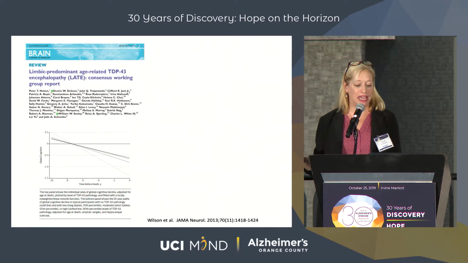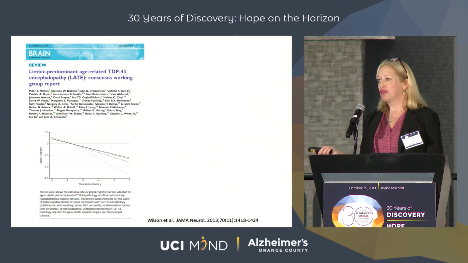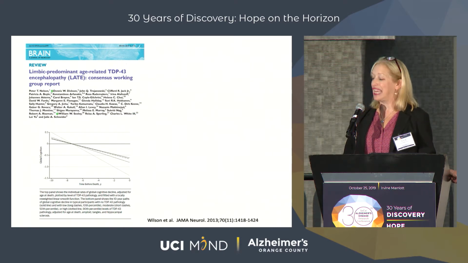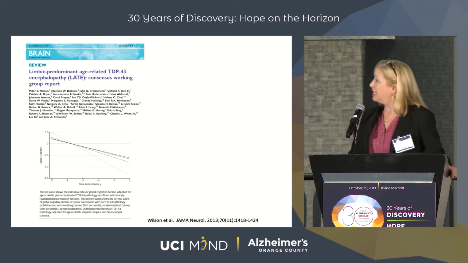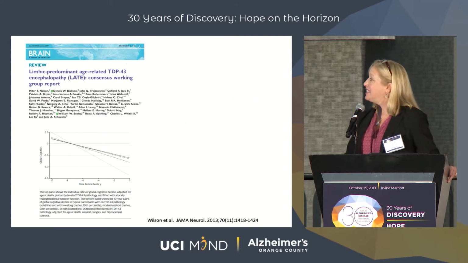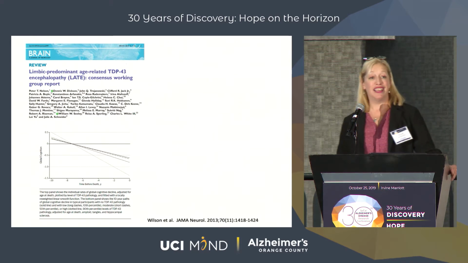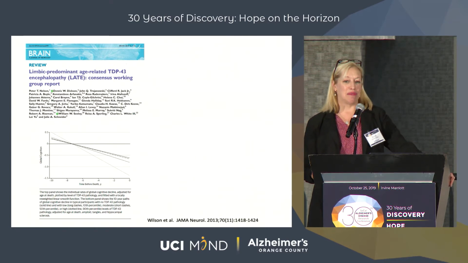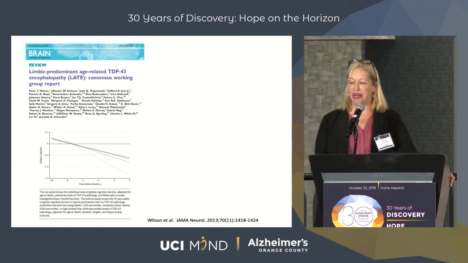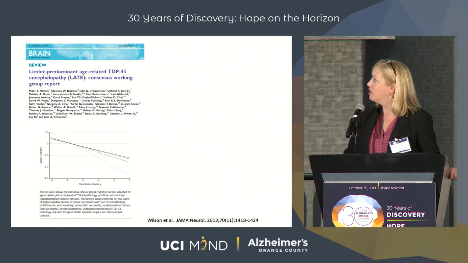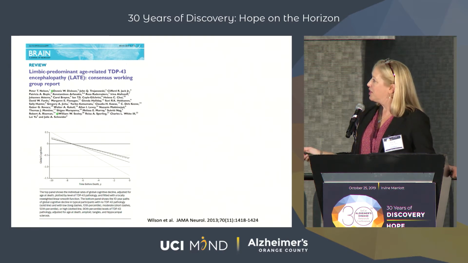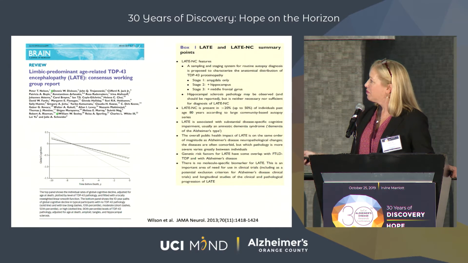We had a consensus panel. There wasn't a great consensus in the community about the name we chose, but we did choose the name LATE, which stands for limbic predominant age-related TDP-43 encephalopathy. It does indeed occur late in life, but some people had a problem with us using that name. But otherwise it was kind of a mouthful, so we did come up with that name for this syndrome. And we came up with criteria also for the syndrome.